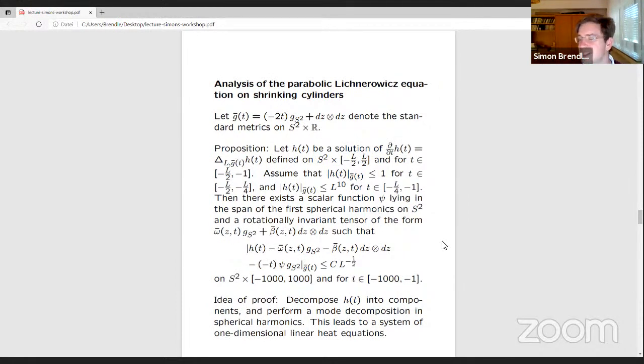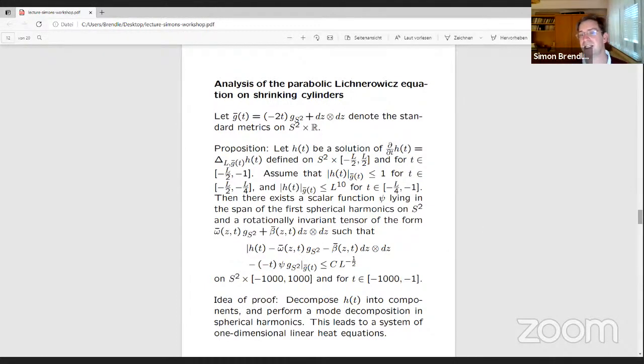Now, the proof of this is completely elementary, because we work on an exact cylinder as a background, then you can do separation of variables. And this PDE decouples into a bunch of 1D heat equations after you do separation of variables in spherical harmonics. And then you just analyze the modes. And in the end, you put them together. And that's what you get.